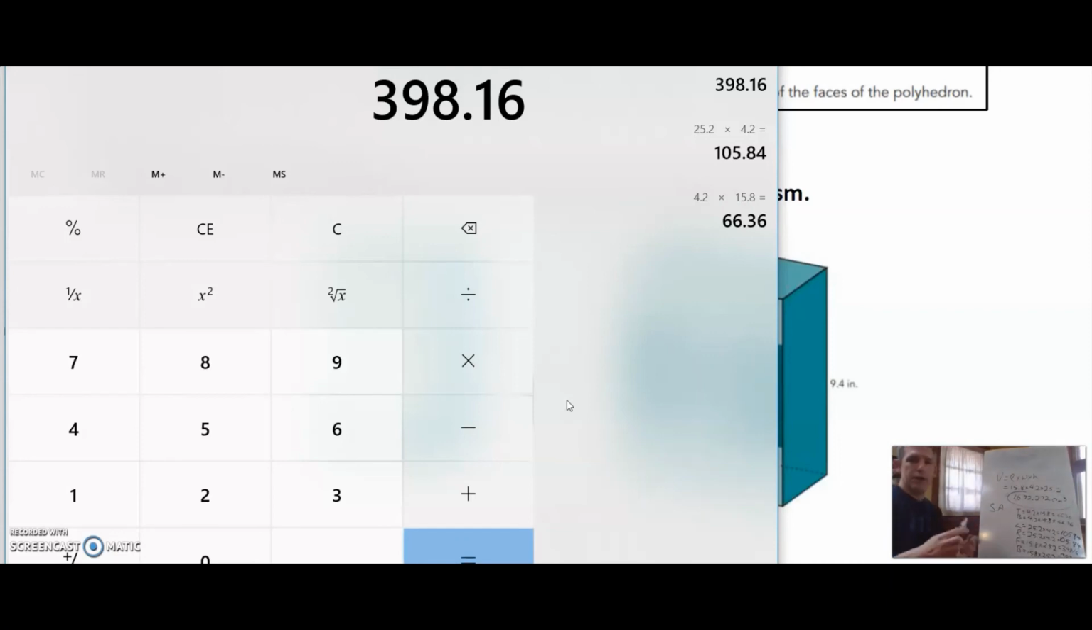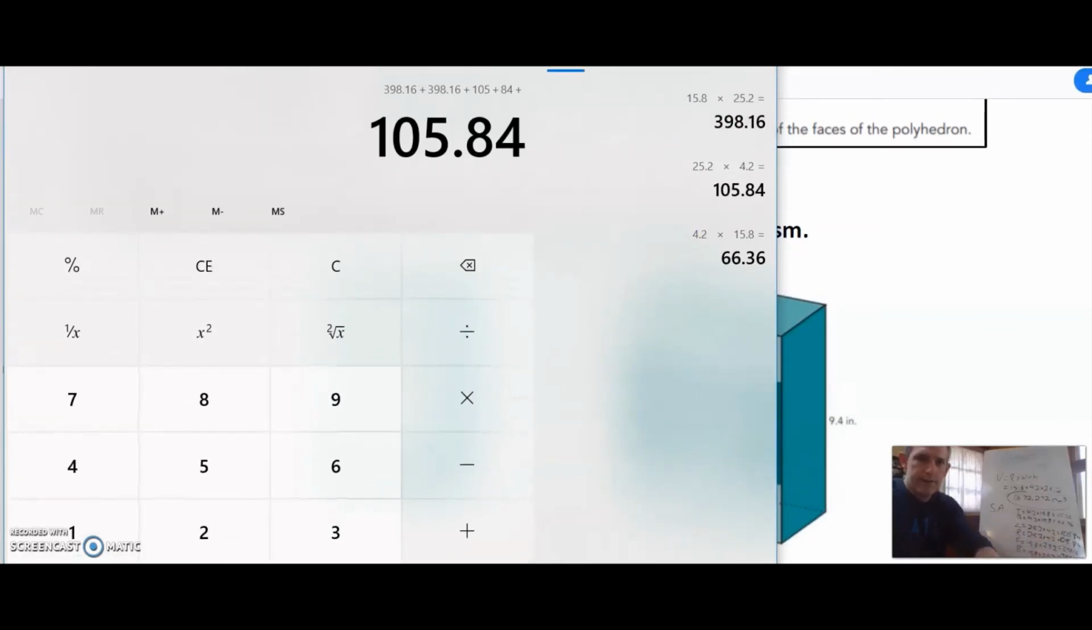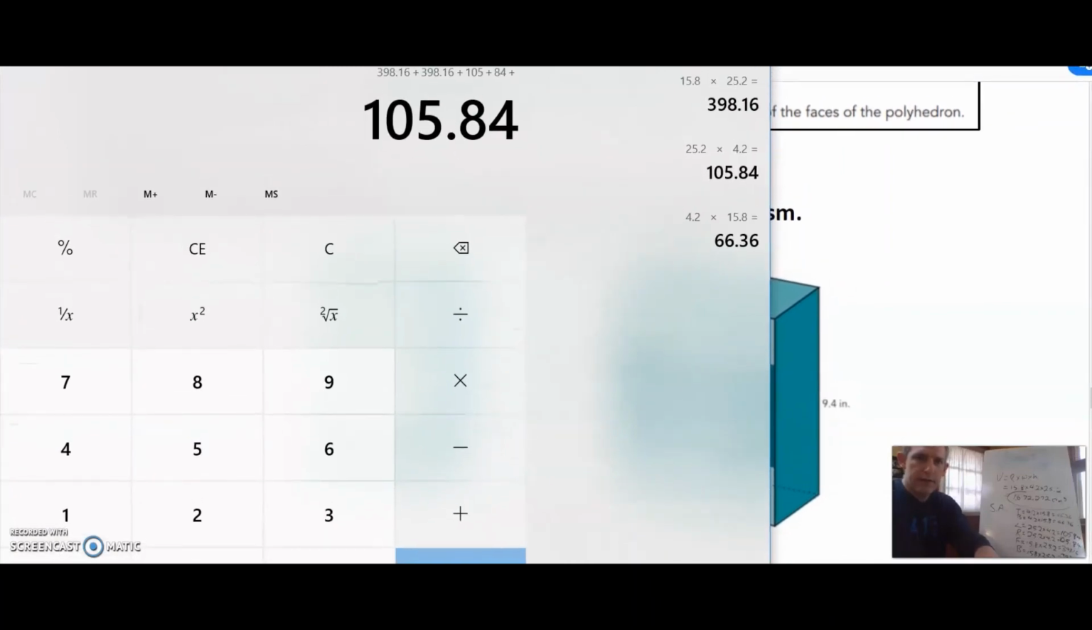Then I'm going to add them all together. Let's go from the bottom to the top. 398.16 plus 398.16 plus 105 plus 84 plus 105.84. I think I did something wrong there. I sure did. Whoops. Rats. See that? That's not good. We're going to have to go back. Sorry, guys.